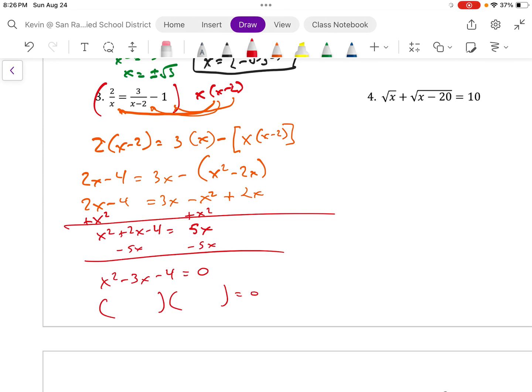Factor. x, 4, 1, negative 4, positive 1. Negative 4 times 1 is negative 4. Negative 4x plus 1x gives me negative 3x. Okay, factor. x minus 4 equals 0. x plus 1 equals 0. x equals 4. x equals negative 1.